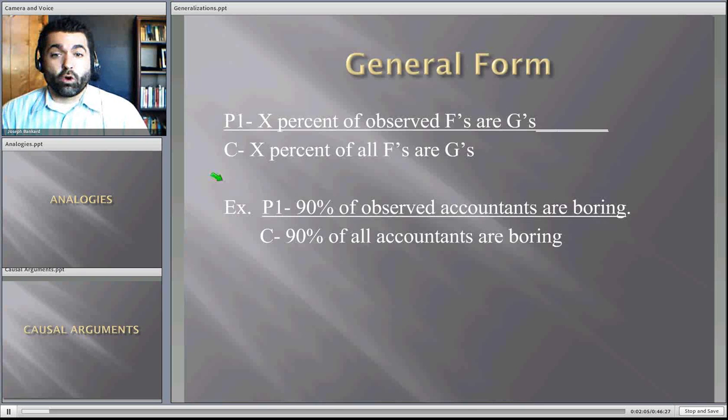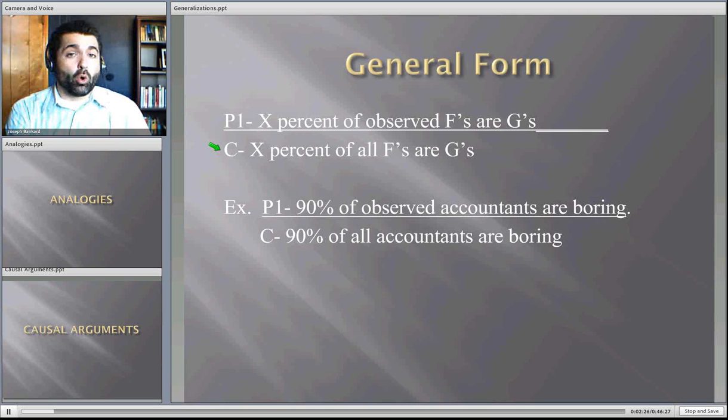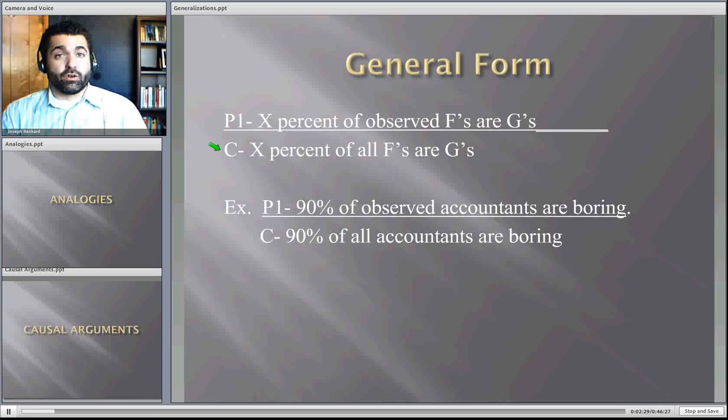There's a generic form of generalizations. Premise 1: X% of observed F's are G's. Conclusion: X% of all F's are G's. The big difference here is observed versus all. So in a political poll, we say X% of polled males under 25 voted for Obama. And then we say, as a result, we think that 25% of the entire city's 25-year-old males are going to vote for Obama, or whatever. So you take what you polled and make a generalization outward.